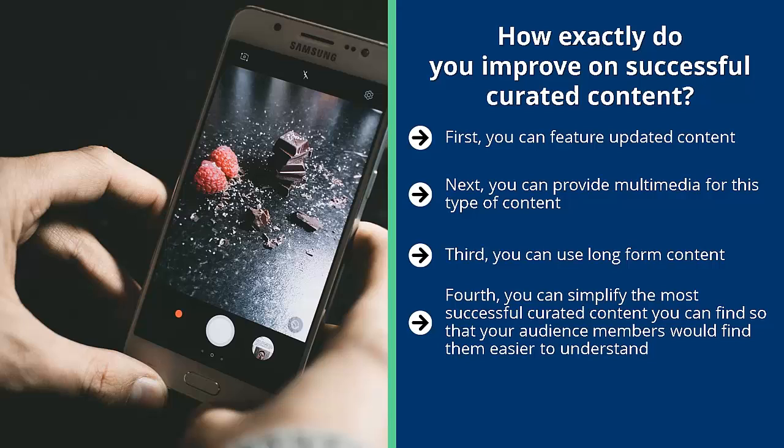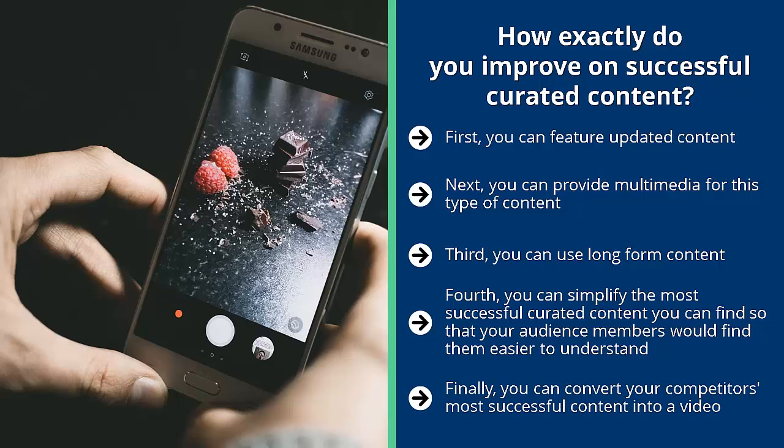Fourth, you can simplify the most successful curated content you can find so that your audience members would find them easier to understand. This can involve diagrams, and this can also involve rewriting the materials in 8th grade English. Do what you have to do to make sure that this material is as accessible to your niche audience as possible.